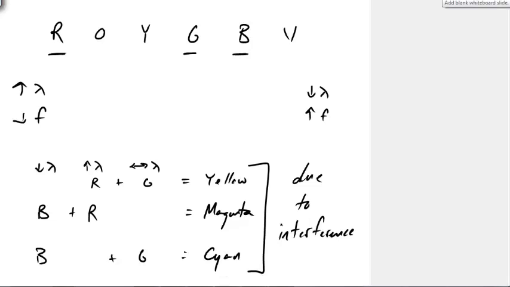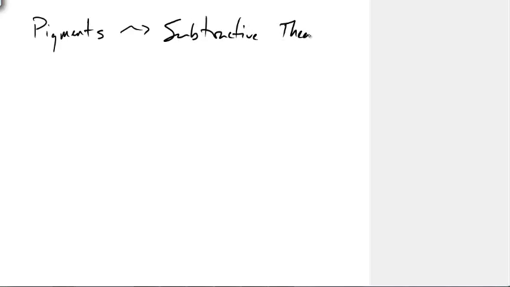And something really interesting happens. When we start talking about pigments, we don't use the additive theory, we use the subtractive theory. And I asked my class, where would you go and buy cyan, magenta, and yellow to make something? And it's a printer cartridge.